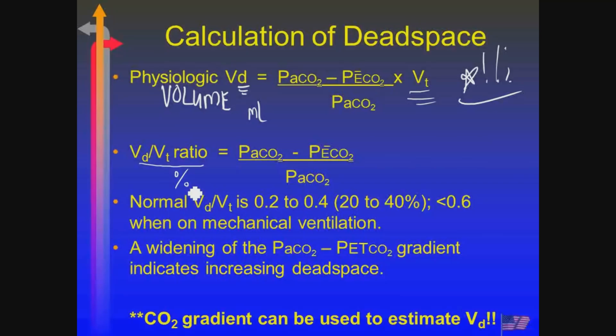Now, a poor man's estimate is using the end-tidal to arterial difference. So if all I have to go on is an arterial sample and an end-tidal CO2 monitor, as that gradient gets wider and wider and wider, that's indicative of dead space increasing. It's only an estimate.